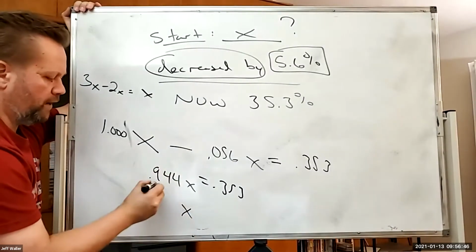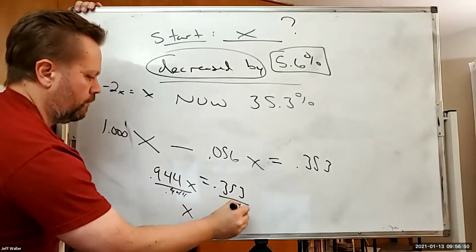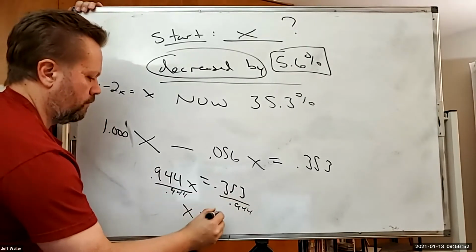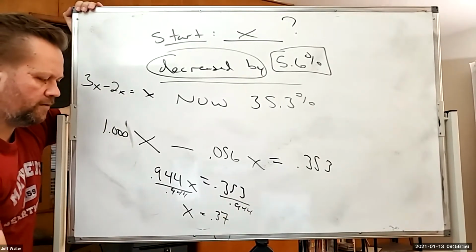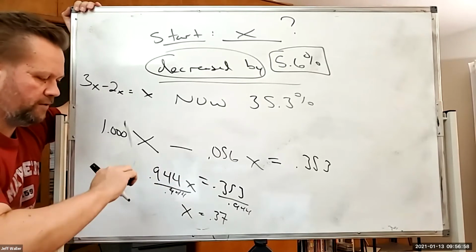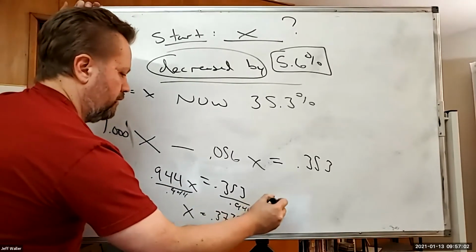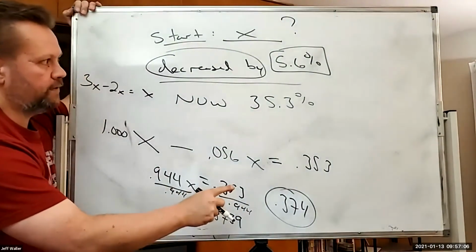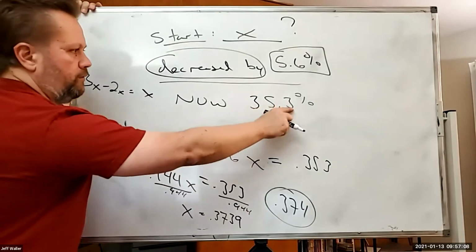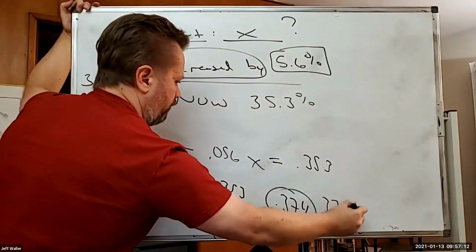What do you guys get when you divide by 0.944? I got 0.37. How many decimals? Just divide, tell me a few. It's 0.3739406. Okay, so 0.374. A good general rule is, do you see how this has 1, 2, 3 things? So your answer should have 1, 2, 3 things. So that's 37.4%.